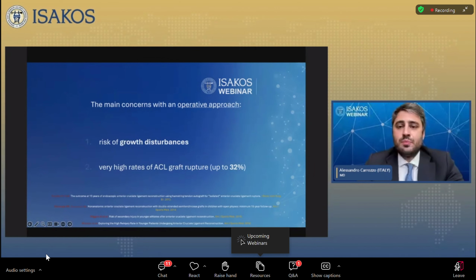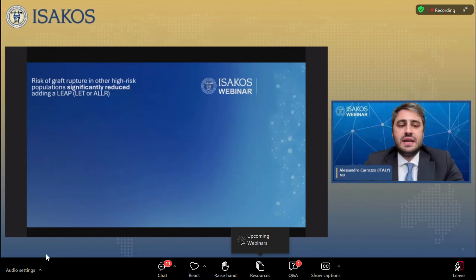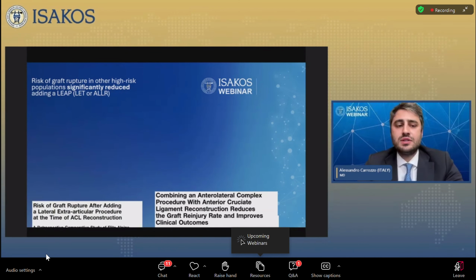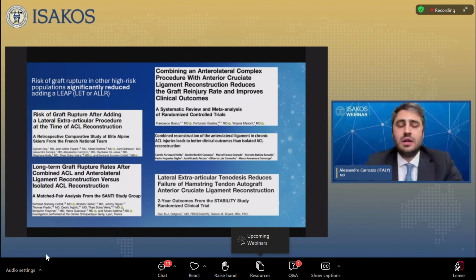The main concerns with an operative approach are the risk of growth disturbances and the very high rates of ACL graft rupture, up to 32% in long-term follow-up studies. Consequently, there is room for improvement in the clinical outcomes of ACL reconstruction in pediatric and adolescent patients. In adults at high risk for graft rupture, lateral extraarticular procedures, either lateral extraarticular tenodesis or anterolateral ligament reconstruction, have been shown to be effective in significantly reducing the risk of ACL graft rupture in several comparative clinical trials and meta-analyses.